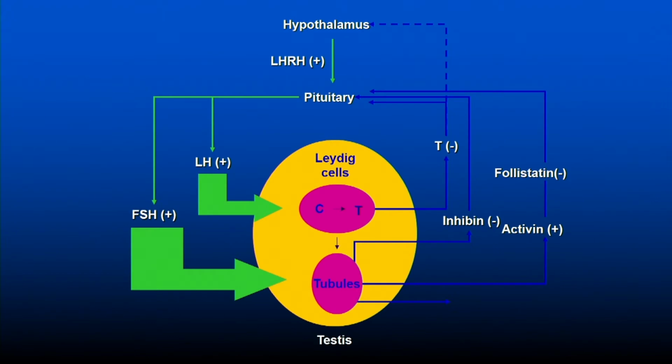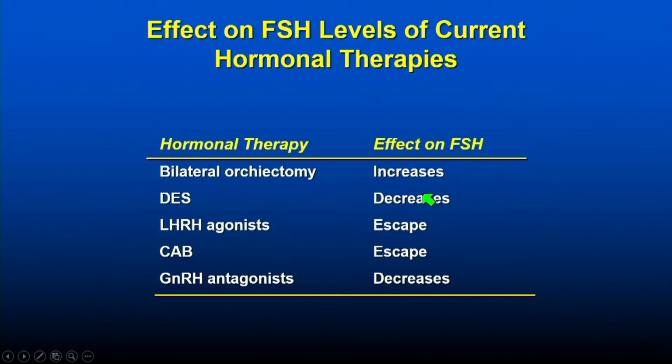Okay, and this is the comment that Dr. Parton was making. We have the hypothalamus, which stimulates LHRH, that causes the pituitary to release LH and FSH, and there are feedback loops, including inhibin, activin, and follistatin. So obviously when one removes the testicle, there's no feedback inhibition on the pituitary, and FSH levels following bilateral orchiectomy are really quite substantial. And the differences in FSH following either agonist or antagonist therapy will be a focus of this discussion.